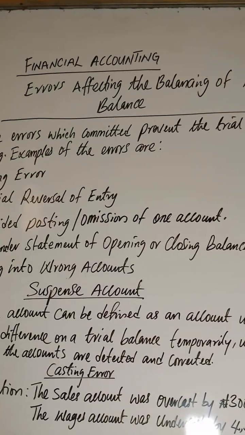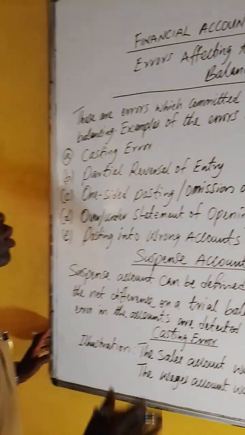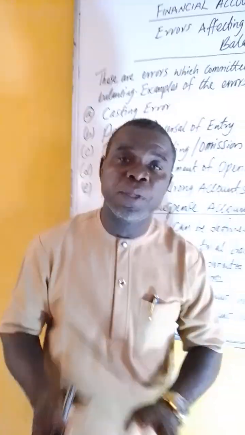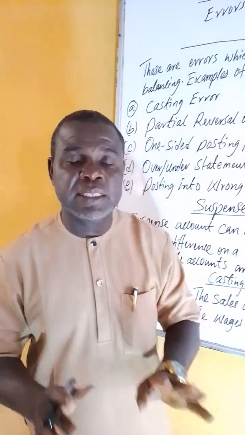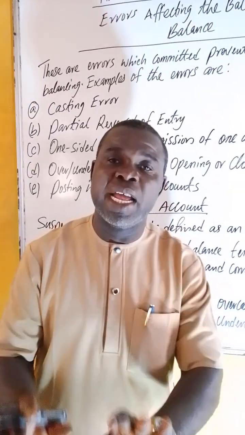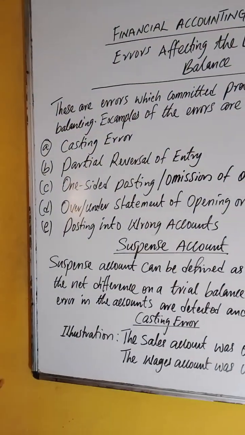Meaning, if this error occurs when you're posting a transaction, either in the subsidiary books or in the ledger account, it prevents the trial balance from balancing. And that is why the name is clear: errors affecting the agreement or balancing of the trial balance. Now, let's look at such errors.